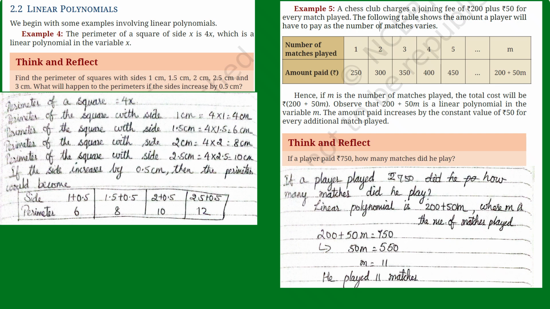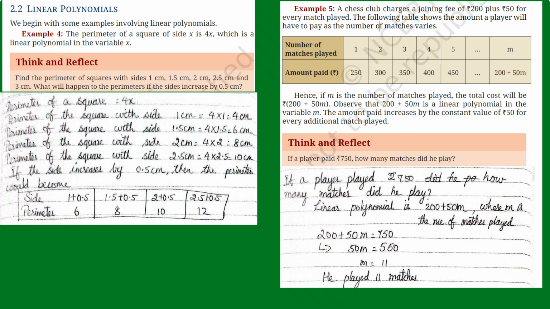We assume m is the number of matches played. The total cost: the initial amount or the joining fee is a constant, a one-time payment. At the end of every match, the fee charged for every match is added to this 200 rupees according to the number of matches played. So the linear polynomial will be 200 plus 50m. What is this 50m? m is the number of matches played.